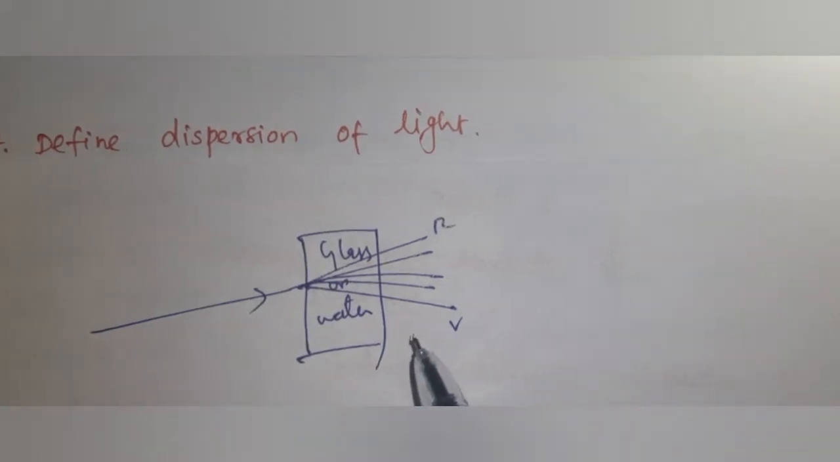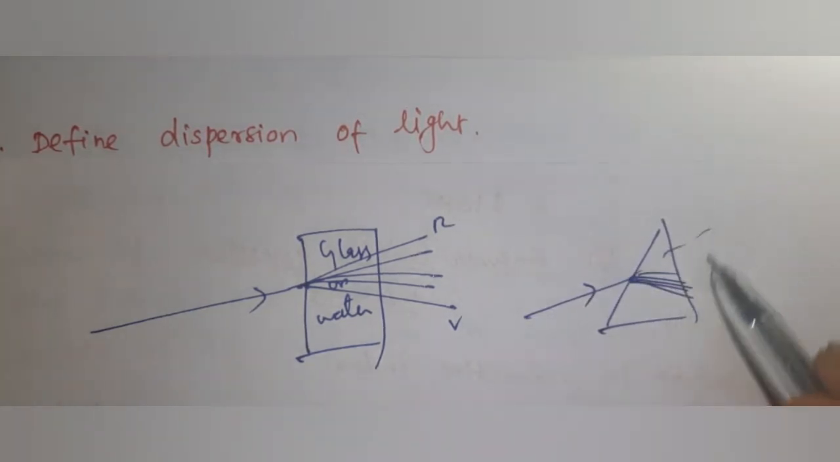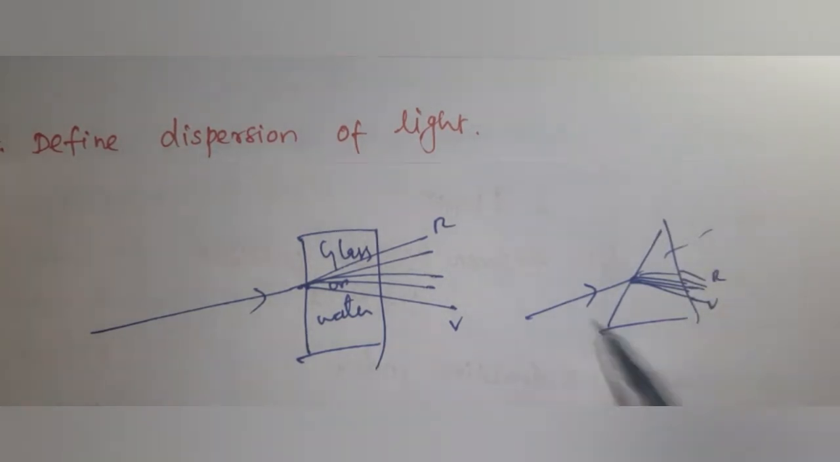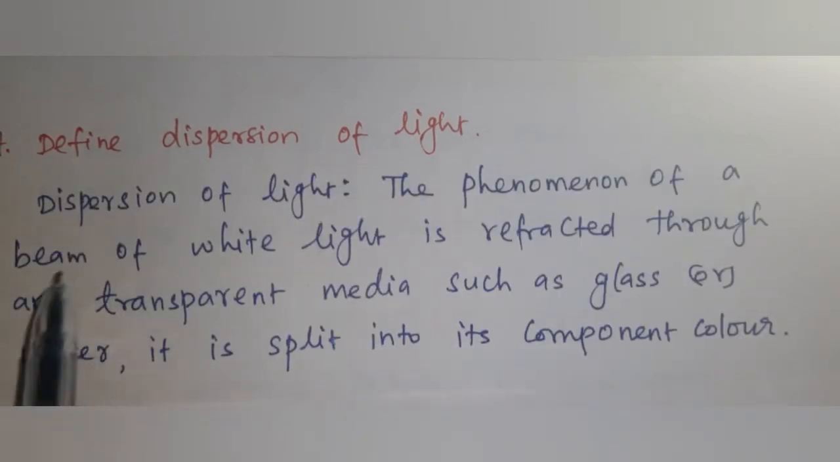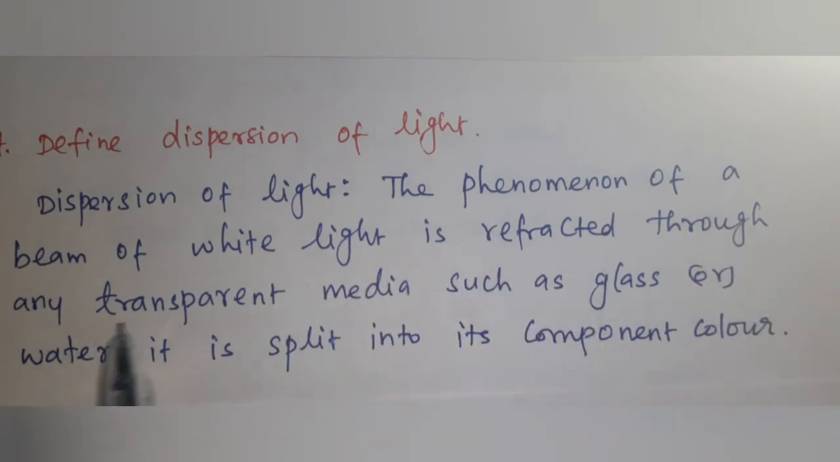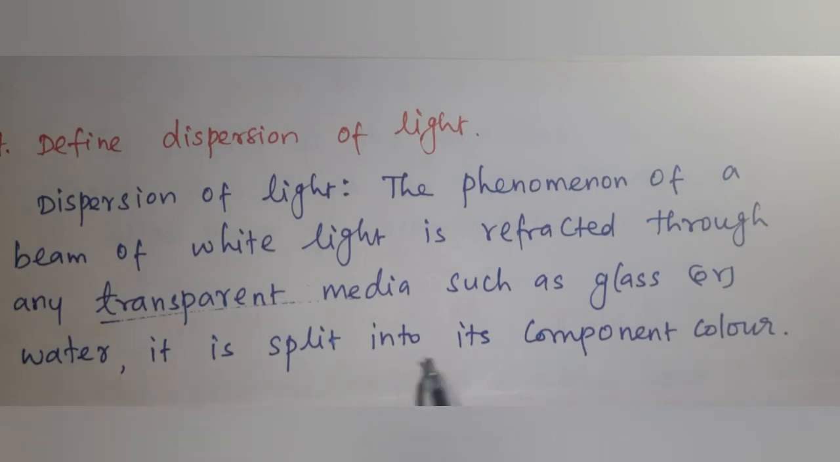In lower classes itself we studied that when white light is incident on a prism, it splits up into several colors from violet to red. This is known as dispersion of light. So dispersion of light is nothing but white light splitting into its component colors. Dispersion of light is the phenomenon in which a beam of white light is refracted through any transparent medium such as glass or water and is split into its component colors.